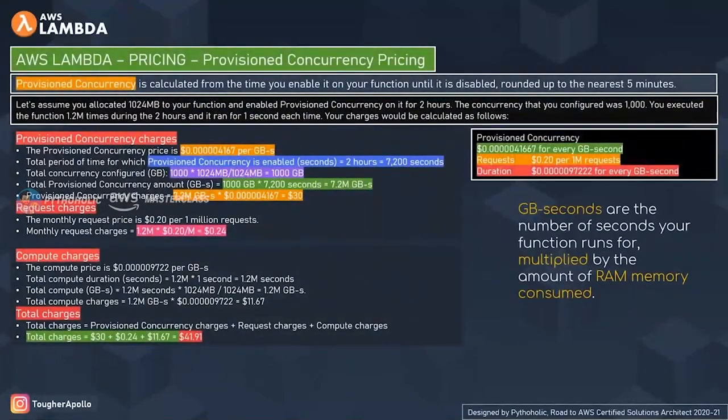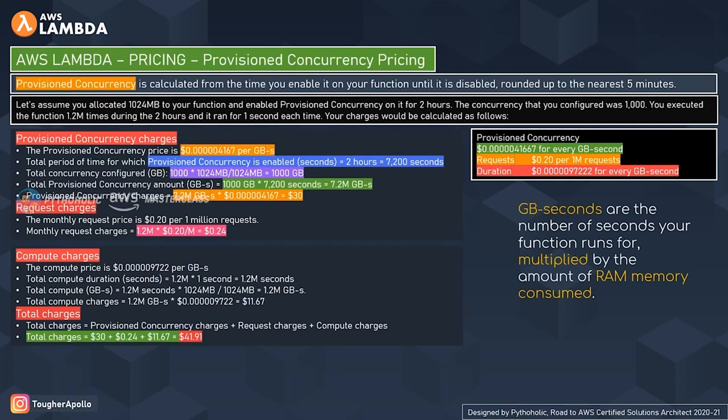So now let's talk about the pricing for provisioned concurrency. We need to understand that provisioned concurrency is calculated from the time you enable it on your function until it is disabled, rounded up to the nearest 5 minutes. I've already explained how rounding to the nearest 100 milliseconds works, so you can check the previous video for that.